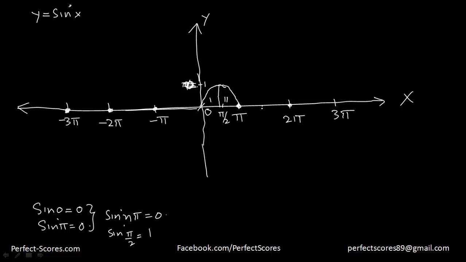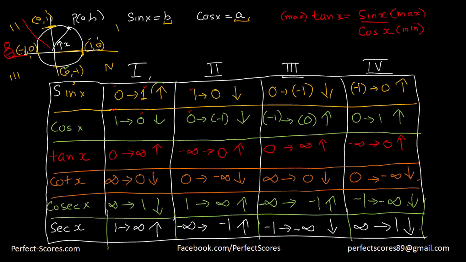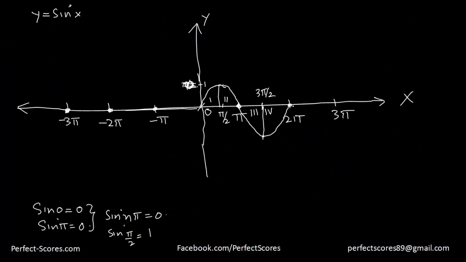And again from here, this is the value of 3 pi by 2, for which the value is going to be negative 1, and this is how the function is going to go, because this is the third quadrant and this is the fourth quadrant. In the third quadrant, the value goes from 0 to -1, as you can clearly see, and in the fourth quadrant from -1 till 0.